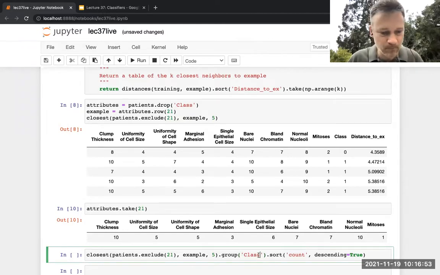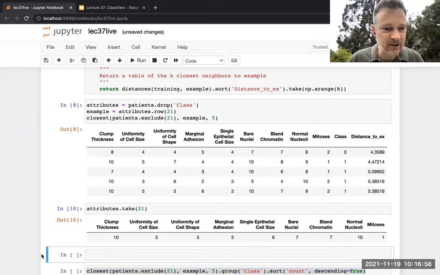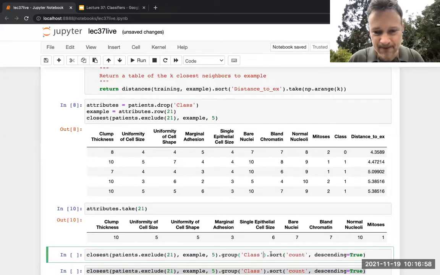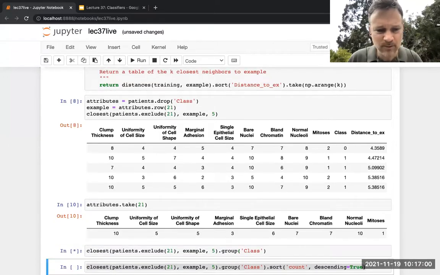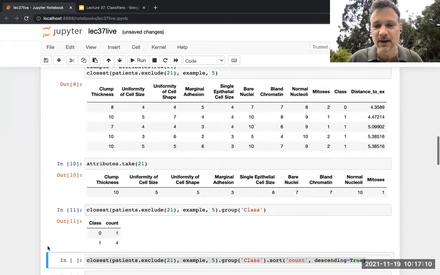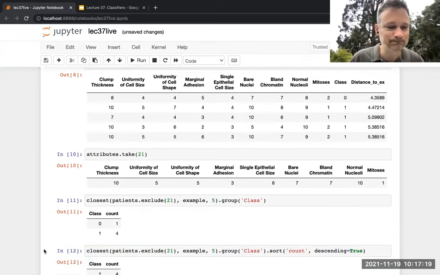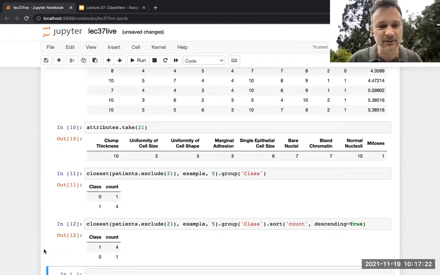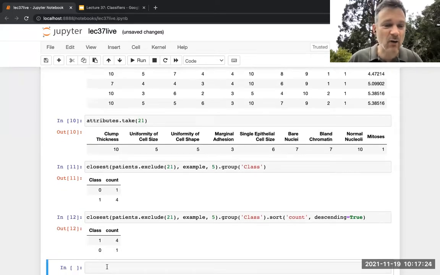And let me just show you what happens if you do that. I group by class, and you can see here it says class 0 has 1 vote and class 1 has 4 votes. And now I want to know which has the most votes. And so there's a handy thing I can do: if I sort by count, then that brings the most common class to the top. So now there it is, sorted by count. And then how would I get the majority class?